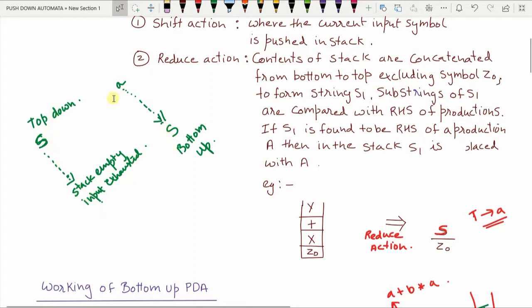Whereas in bottom up approach, you start with the string, the lowest entity, the characters of the string itself, and finally after the entire string is read, if the stack contains the start symbol, then you can say the string is accepted. So this is the opposite process, bottom up.